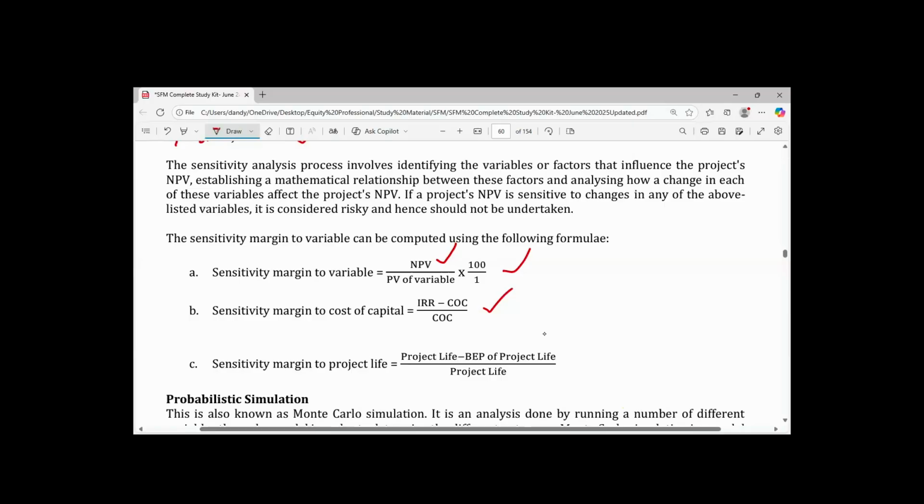Then the third formula that you can use to calculate sensitivity margin of a variable: examiner can ask you to calculate sensitivity margin of project life.